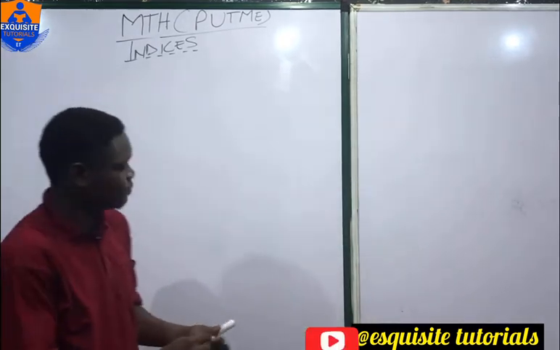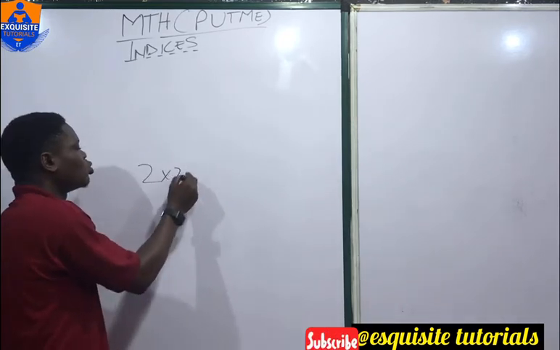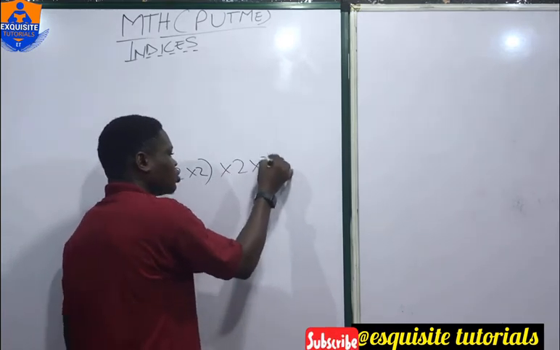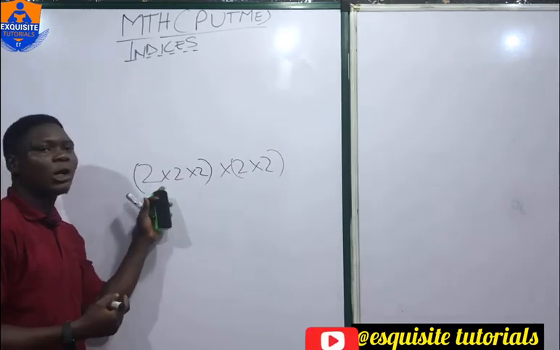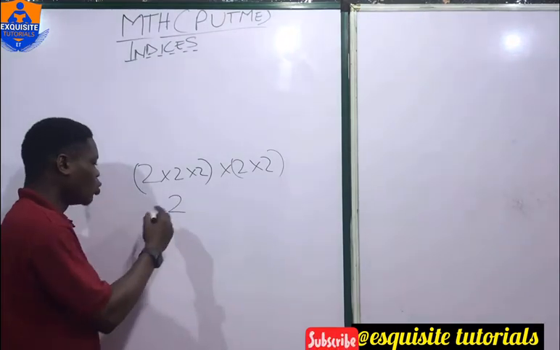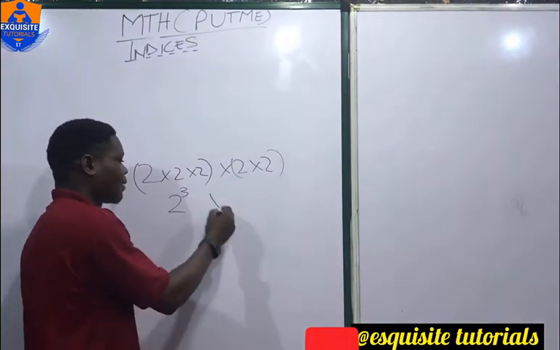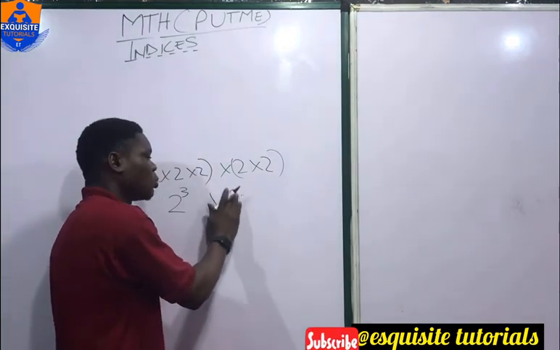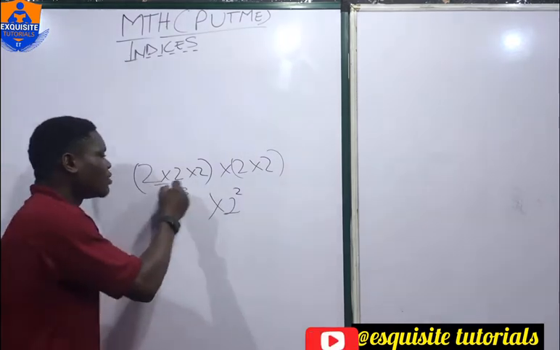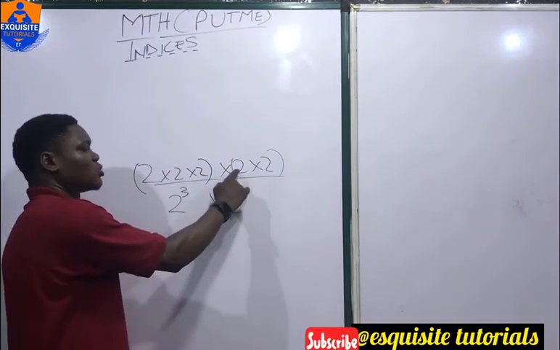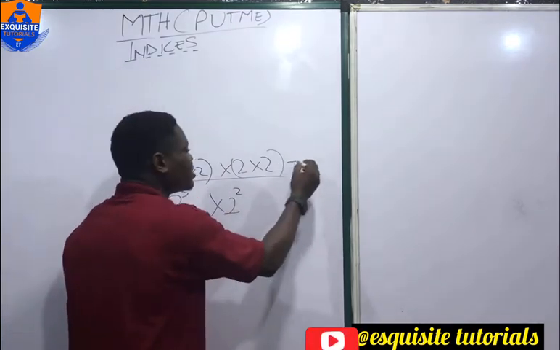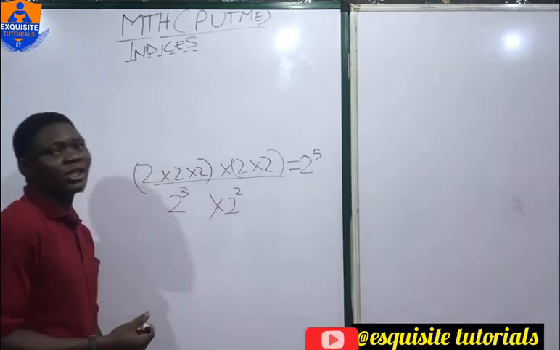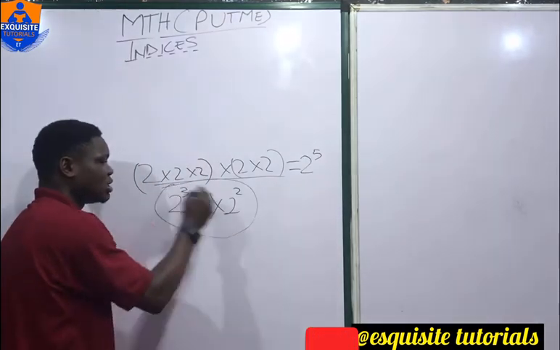Let's say you have 2 times 2 times 2 and you want to multiply it with another 2 times 2. Now 2 is appearing how many times? 2 is appearing 3 times, so we simply write it as 2 raised to the power 3 times 2 raised to the power 2, since 2 is appearing twice. But if I'm to do everything together, 2 times 2 times 2 times 2 times 2, 2 is appearing 5 times. So it means that this is actually 2 raised to the power 5. So what we are trying to say in essence is that this is equal to this.